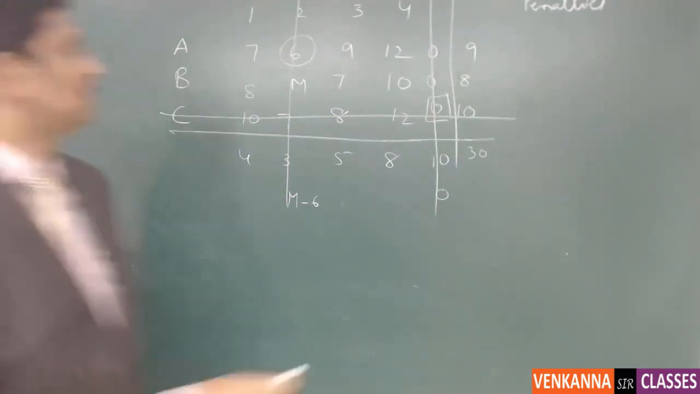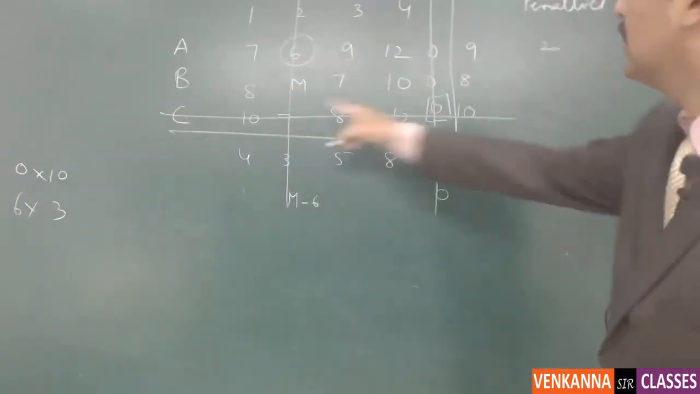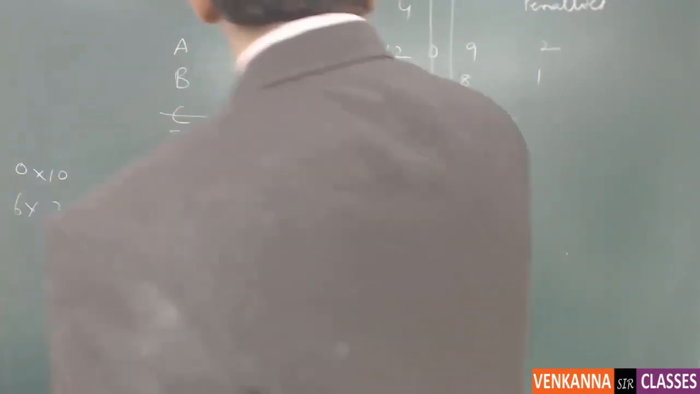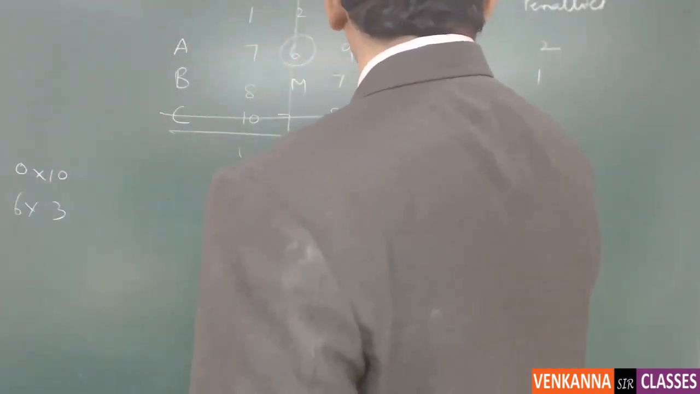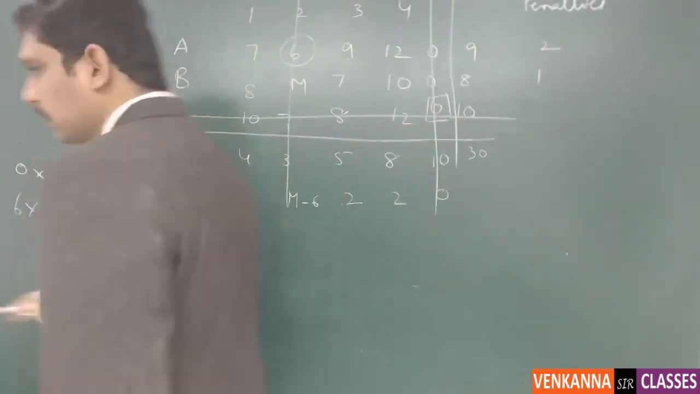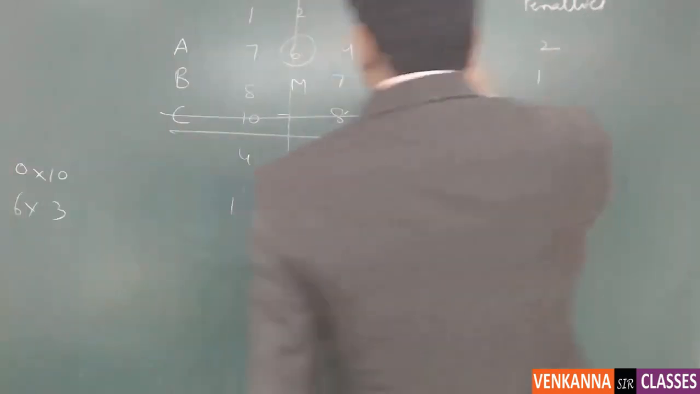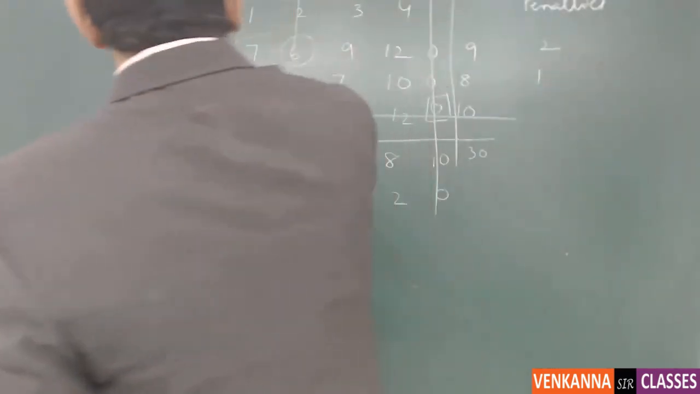So coming to the first row, the penalty is 2 here. Here the penalty is 1. Here the penalty is 1. So here the penalty is 2. Here the penalty is 2. Again, which one you want to go? The column or the row? After calculating the penalties, row. So the smallest element is nothing but 2.